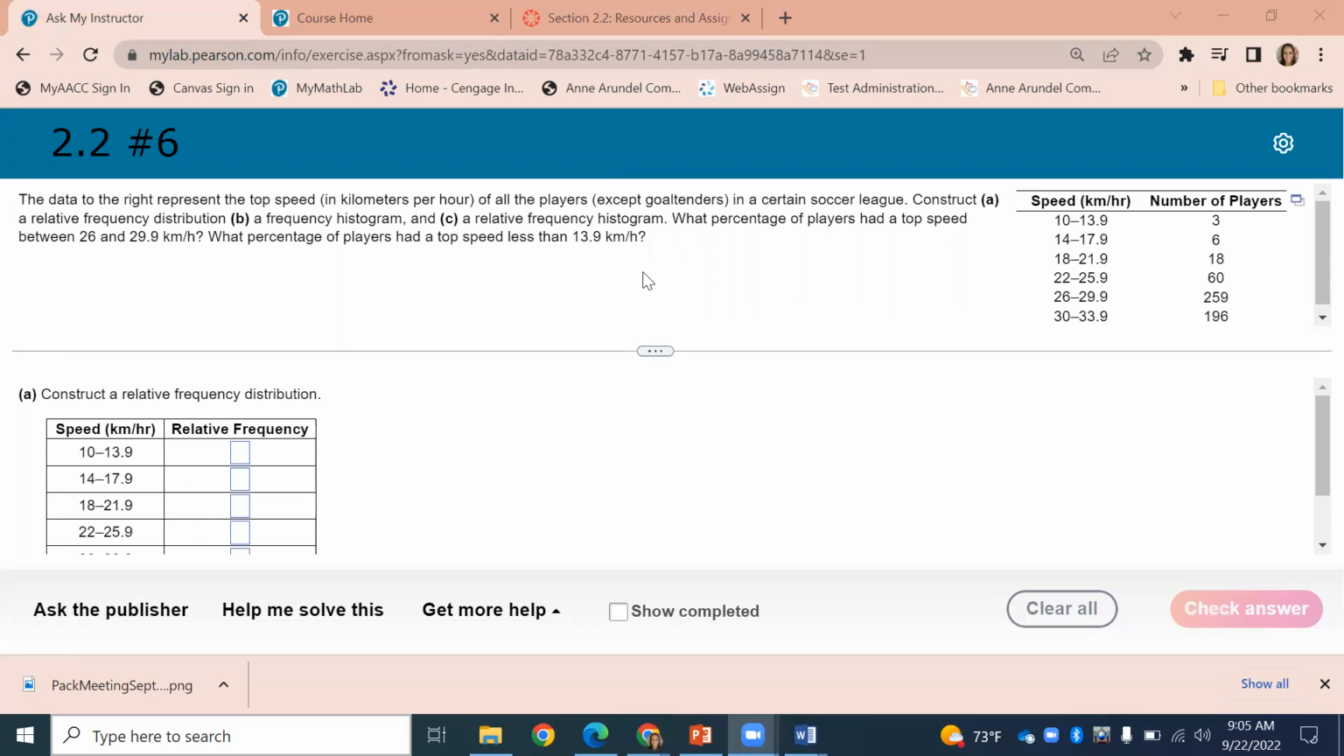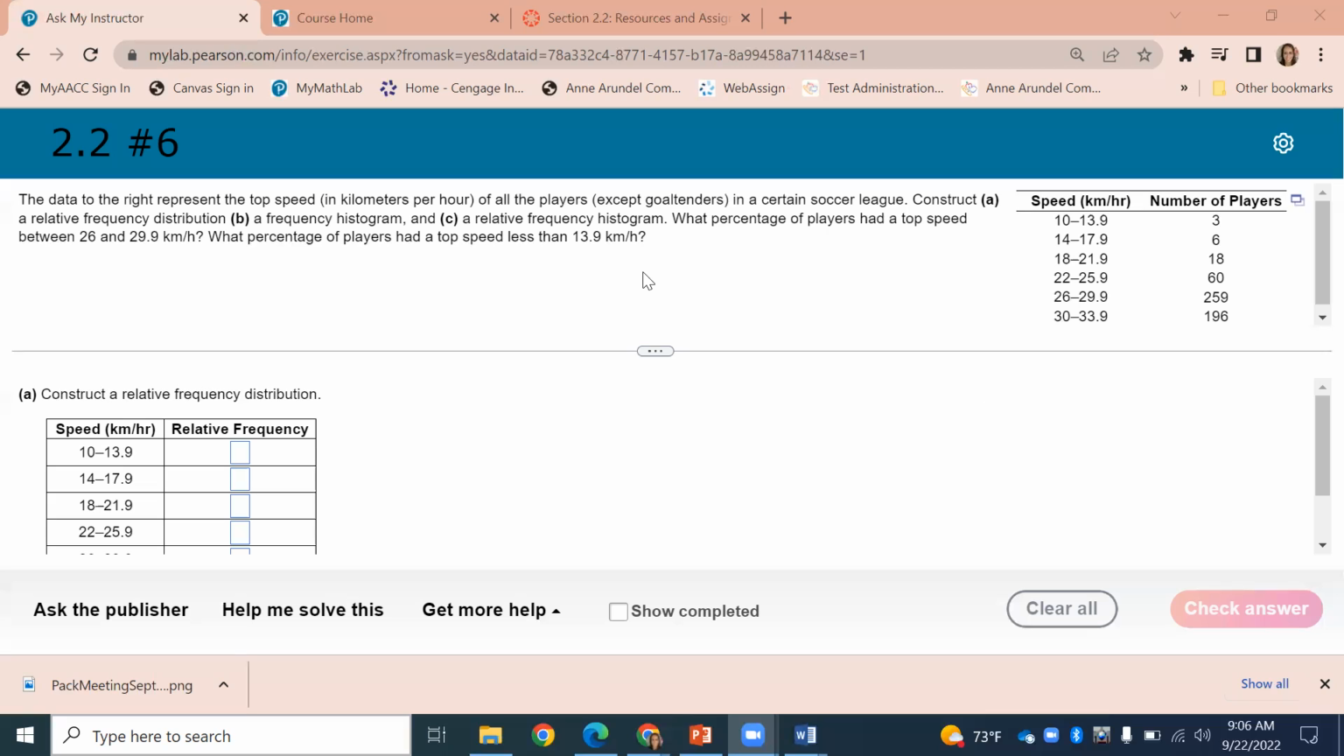If we take a look at this problem, it says the data to the right represents the top speed in kilometers per hour of all the players except goaltenders in a certain soccer league. Construct A, a relative frequency distribution, B, a frequency histogram, and C, a relative frequency histogram. And then they just add insult to injury. They keep asking more questions. What percentage of players had a top speed between 26 and 29.9 kilometers per hour? And then what percentage of players had a top speed of less than 13.9 kilometers per hour? So quite a few questions in here.